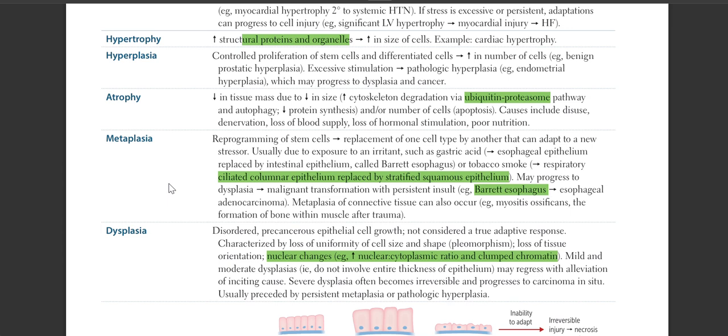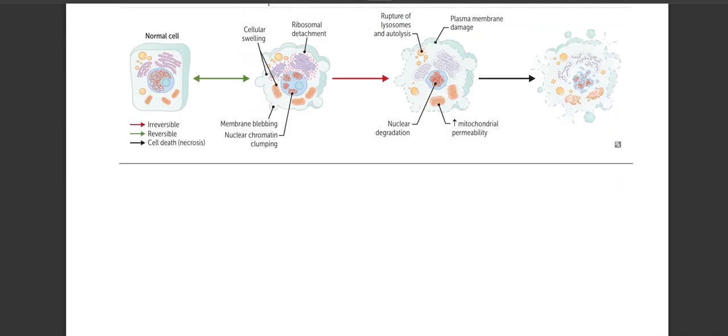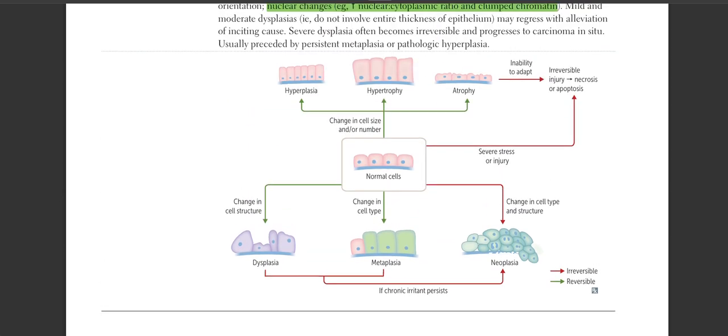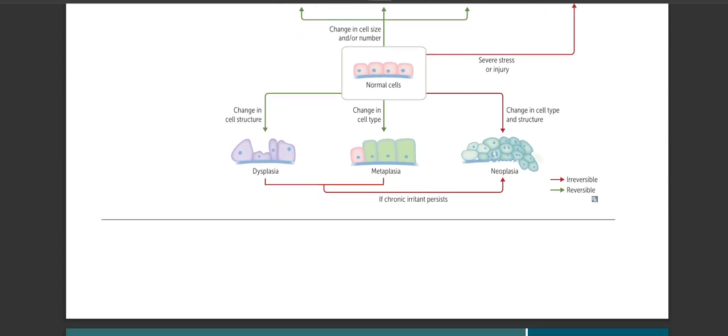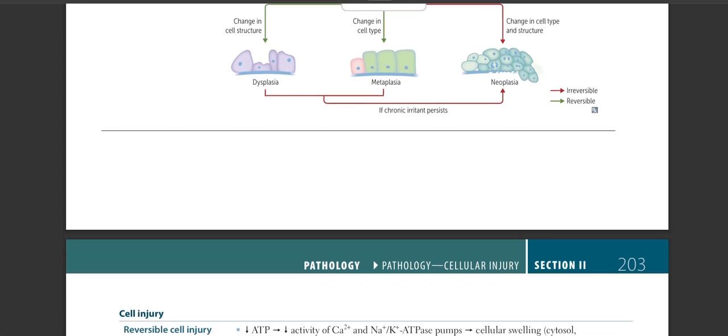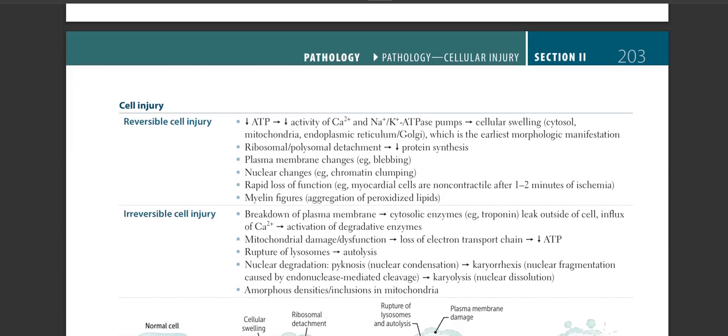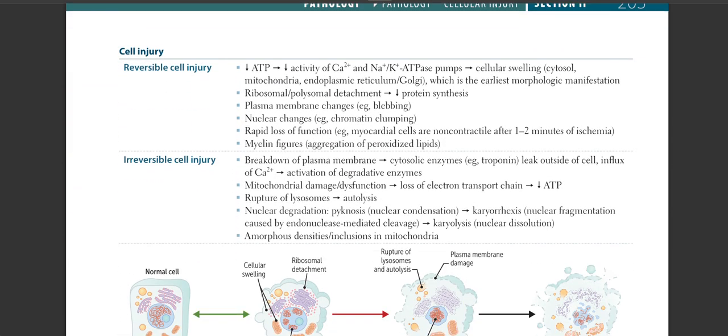Okay, thank you. No problem. Any more questions about the cellular changes and adaptations? No? Then we'll go on. Next we have cellular injury.